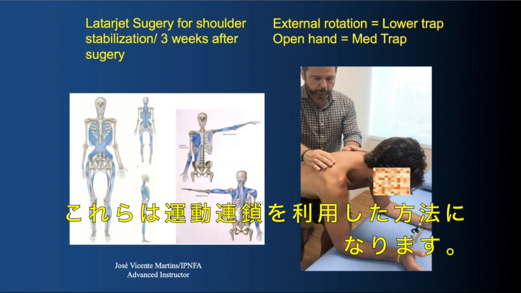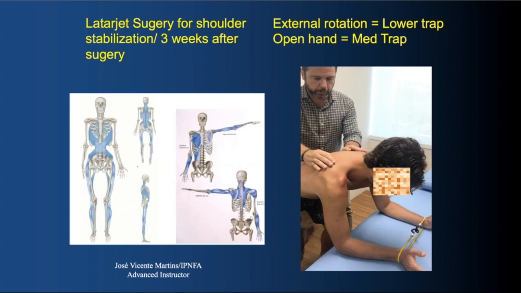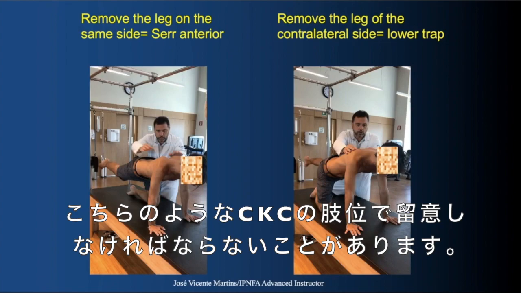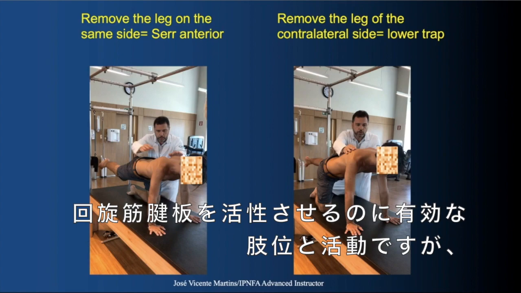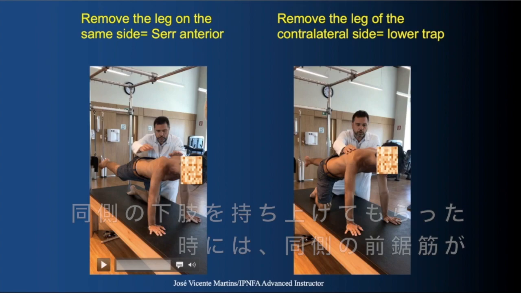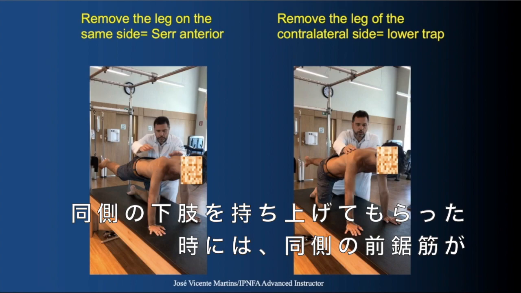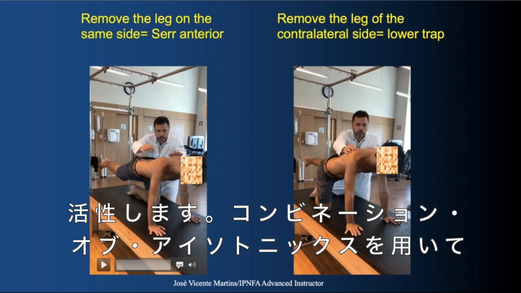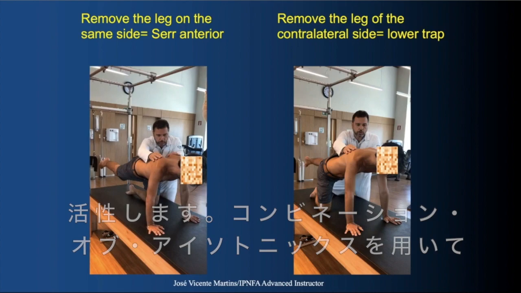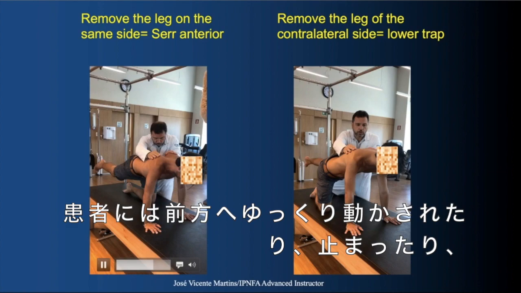And one explanation for that could be the kinetic chain. Here, in a closed chain position, it's so important when we work on this kind of position. We know that patient can really activate more rotator cuff muscles. When we ask the patient to remove the leg on the same side, we can emphasize serratus anterior here. You can see I'm using now a combination of isotonics. I'm asking the patient, let me move you forward, keep it here, and now go back.